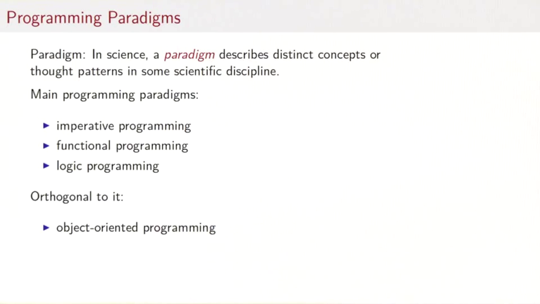Some people call object-oriented programming a paradigm, but in my mind it's really something that's orthogonal to the three paradigms here, in the sense that it can be combined well with both imperative programming, that's essentially the current state of the art, but also with functional programming or even logic programming.